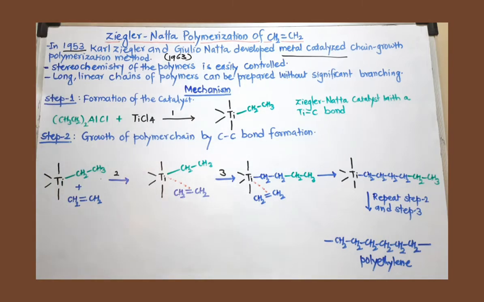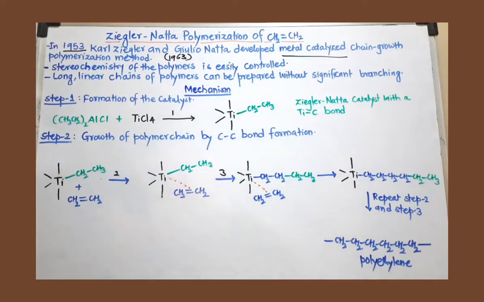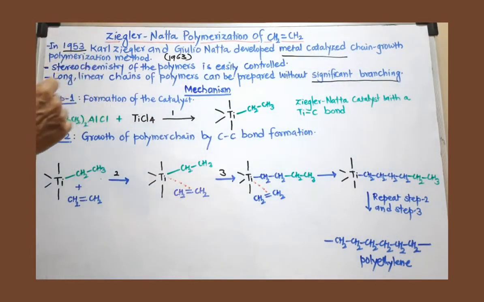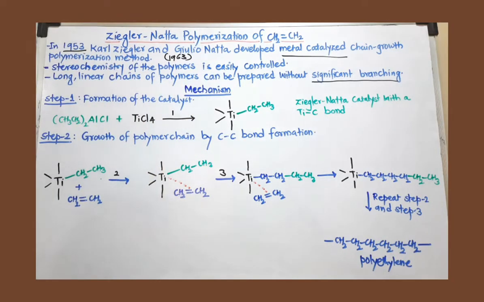So what is the advantage of this Ziegler-Natta catalyst? We can control the stereochemistry of the polymer very easily. That means, as we have seen in the previous video, atactic, syndiotactic or isotactic stereoisomers. This stereochemistry of the polymers can be controlled by using this Ziegler-Natta catalyst. Another advantage is you can prepare long linear chain polymers without significant branching. If you prepare it without branching, the polymer is rigid and tough. So that is another advantage of Ziegler-Natta polymerization.